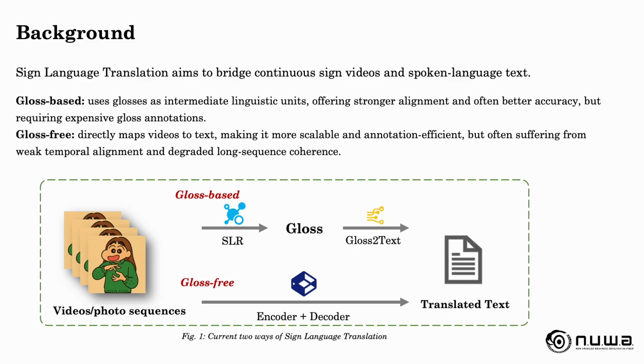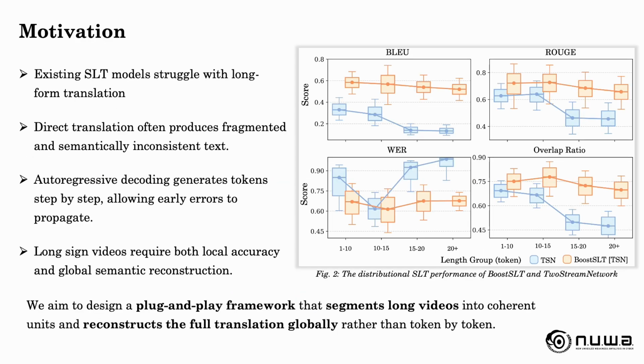The second type is gloss-free SLT. This method does not use glosses. It directly translates sign videos into text with an encoder-decoder model. Now we know that current sign language translation methods have improved a lot.